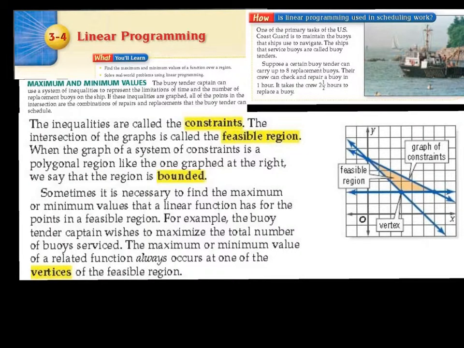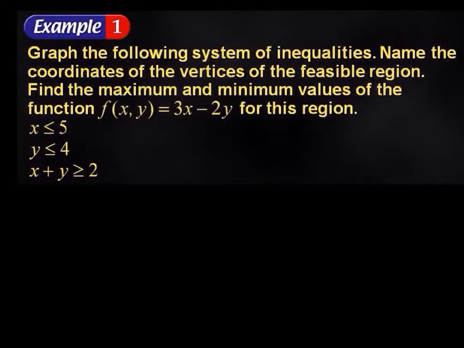Sometimes it is necessary to find the maximum or minimum values that a linear function has for the points in the feasible region. For example, the buoy tender captain wishes to maximize the total number of buoys serviced. The maximum or minimum value of the related function always occurs at one of the vertices of the feasible region. Graph the following system of inequalities, name the coordinates of the vertices of the feasible region, and find the maximum and minimum values of the function f(x,y) = 3x - 2y for this region.